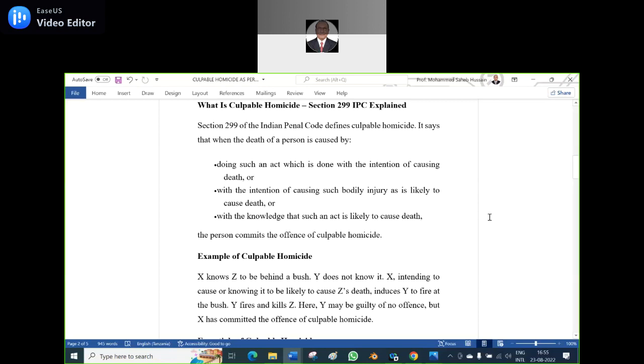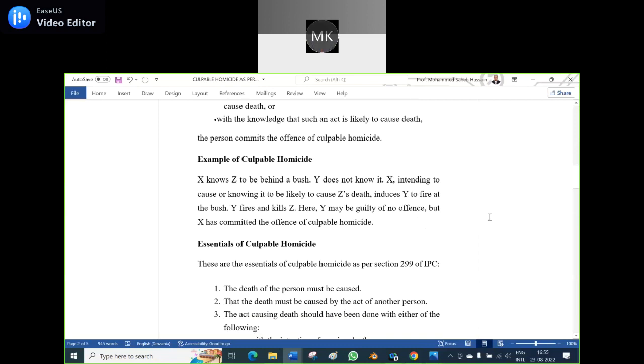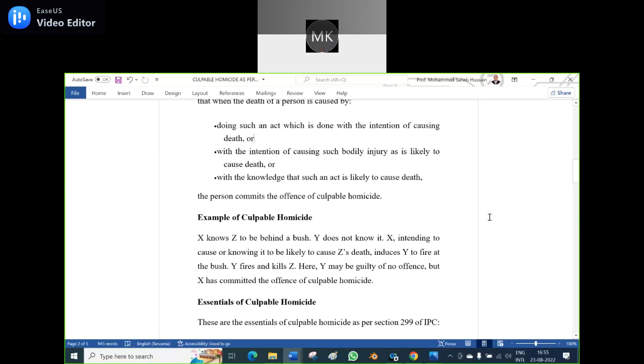Is it clear? Yes, sir. Okay. It's almost a murder by definition. Please, Mamata Kaur, what is your doubt? It is almost up to murder, not murder. Not amounting to murder. Okay.